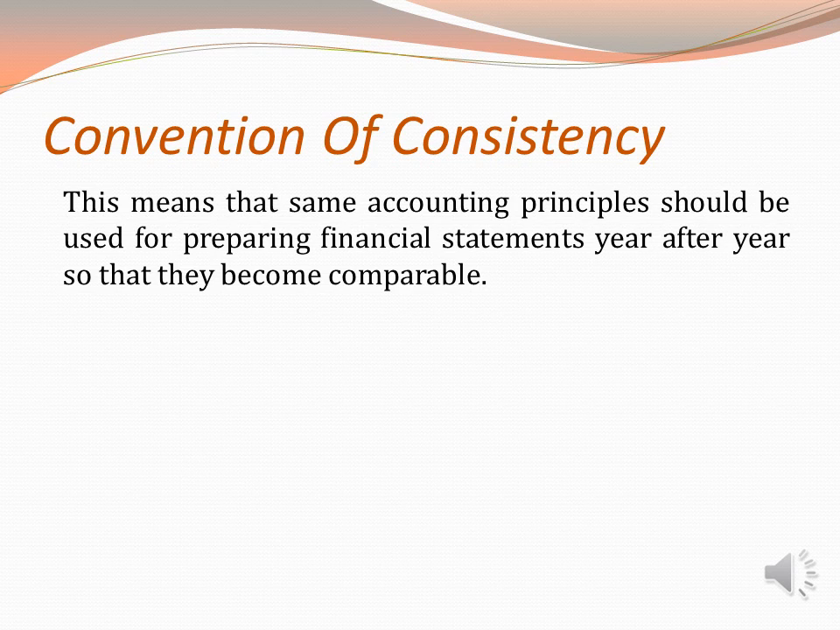One example of convention of consistency is that if a company charges depreciation on its fixed asset on the straight line method in the first year, then in the second year until the end of the useful life of an asset, the company should follow the same method of depreciation, that is straight line method, as it helps the company to make the comparison of the value of an asset of the current year with the previous year.